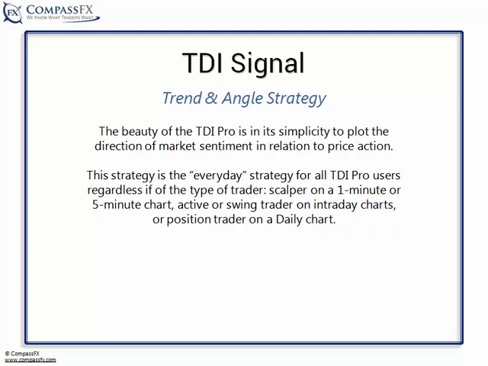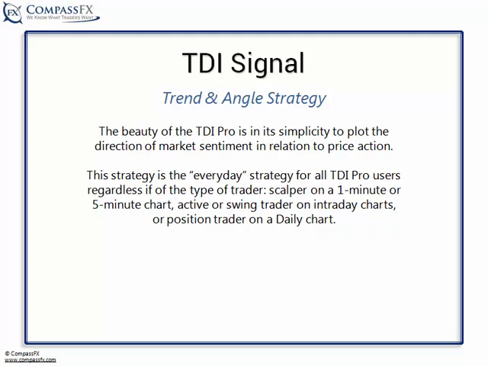The TDI Signal is a trend and angle strategy. We're looking for trend in a direction. We're looking for strong angle in that direction. That gives us an indication of strong, favorable market movement. Now, the beauty of the TDI Pro is in its simplicity to plot the direction of market sentiment in relation to price action. This strategy, the TDI Signal, is your everyday strategy for all TDI Pro users, whether you're a scalper, a swing trader, a position trader.